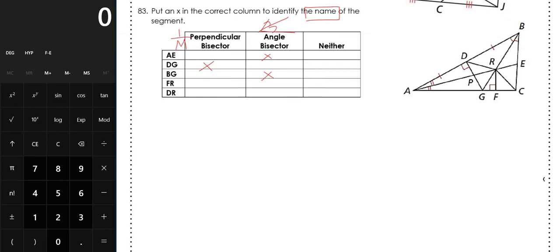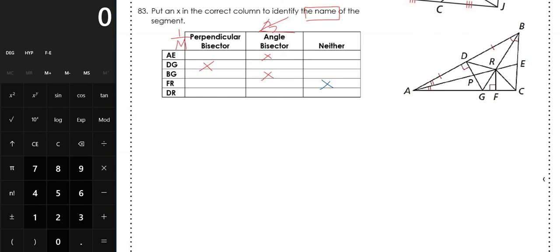Next, FR. Okay, FR, where is that? Here it is. So FR is perpendicular. I can tell that right away. But F is not a midpoint. Notice that we don't have markings to the left and to the right of F that show that it's splitting the bottom side in half. So it's not a perpendicular bisector. It's just perpendicular, but it's not a bisector. So I can't say it's a perpendicular bisector. I also can't say it's an angle bisector. It's not splitting an angle in half. It's not even originating at a vertex.